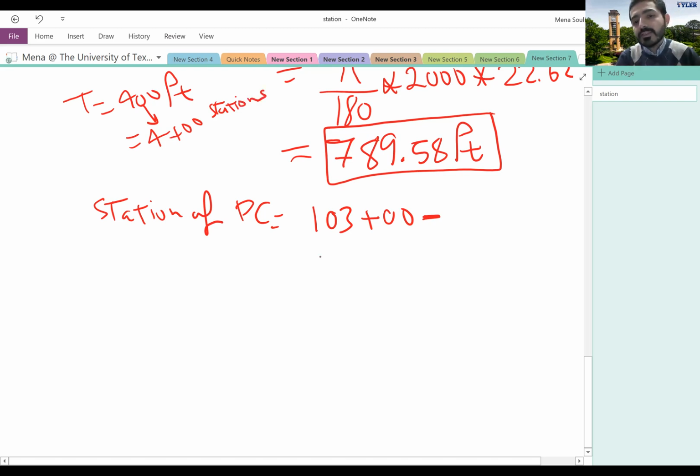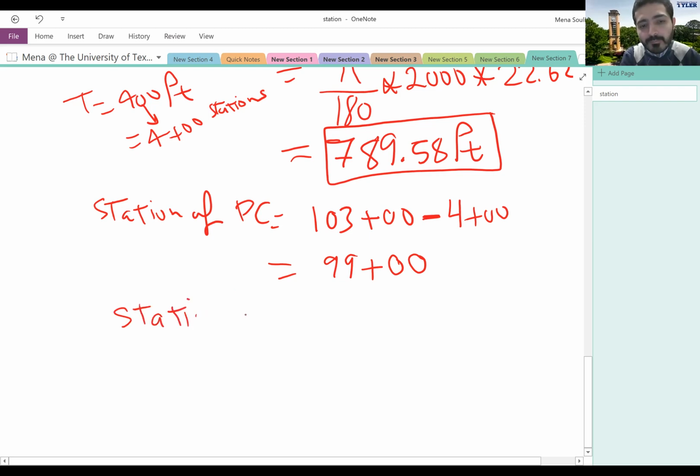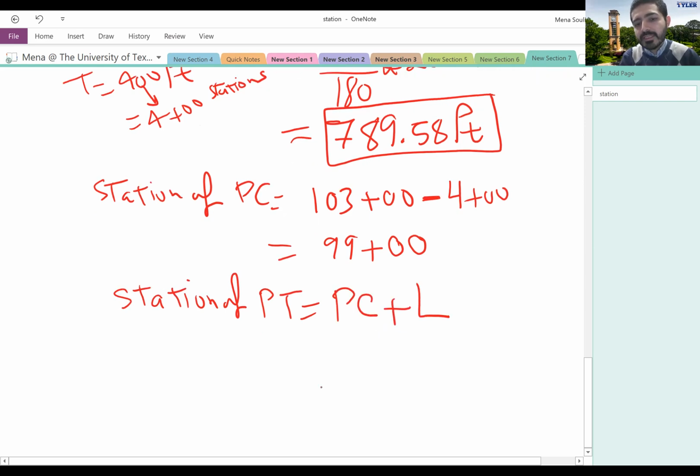So 103 plus 00 minus 4 plus 00. We're going to end up with the station of the PC, and that is 99 plus 00. Therefore, now the station of the PT we always like to do from the station of the PC plus the L. The station of the PC is 99 plus 00 plus the L.